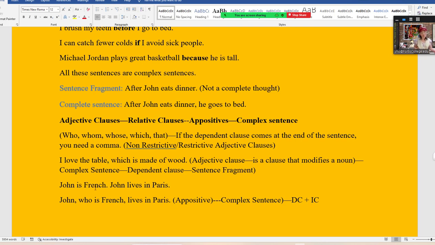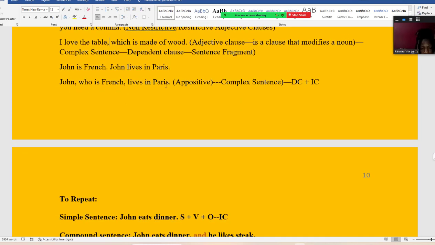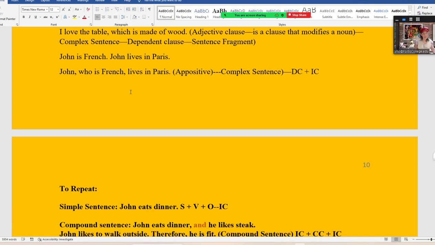And also, we use extra commas when you've got supplemental information. Is it really that important to know that John is French? If it's not that important, then we put in commas. If it is important to the sentence, we don't need commas. So that's the difference between non-restrictive and restrictive adjective clauses. And this whole thing is known as a complex sentence.